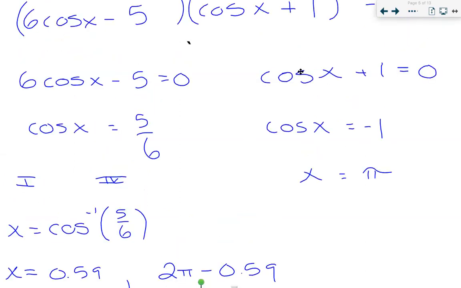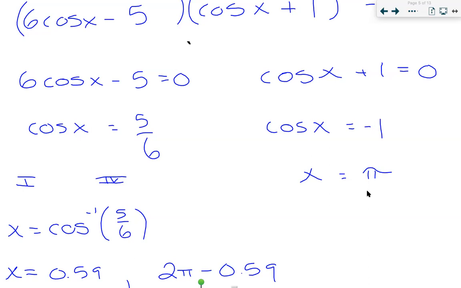For my second factor here, cosine x equals negative 1. When I attempt to solve this, this is a quadrantal angle. Remember, cosine measures the horizontal values on the unit circle. So there's only one angle where the cosine of that angle is equal to negative 1, and it just happens to be pi radians. So for this particular part of the equation, we only end up with one angle solution, just pi.